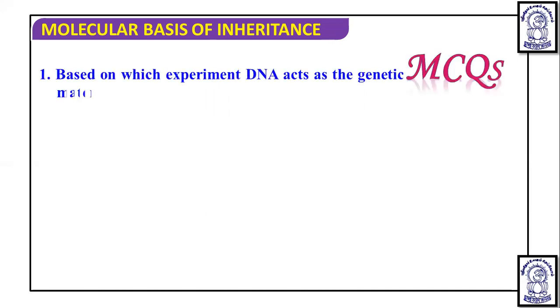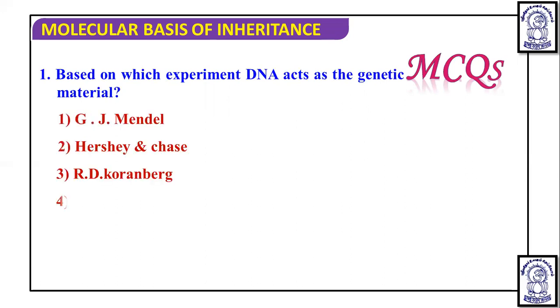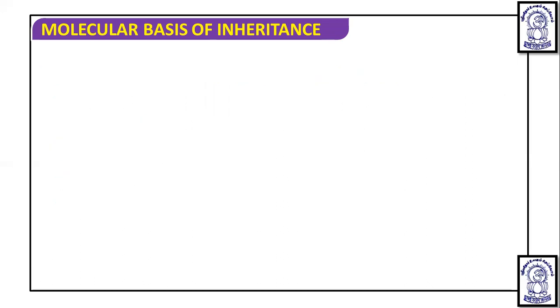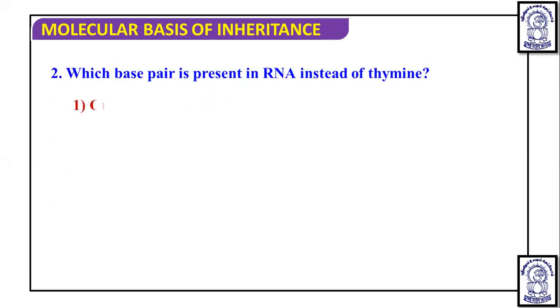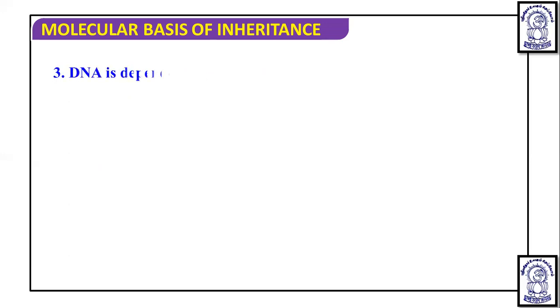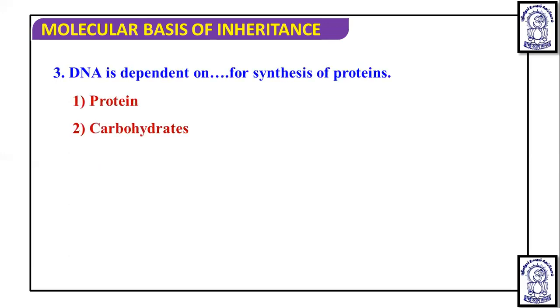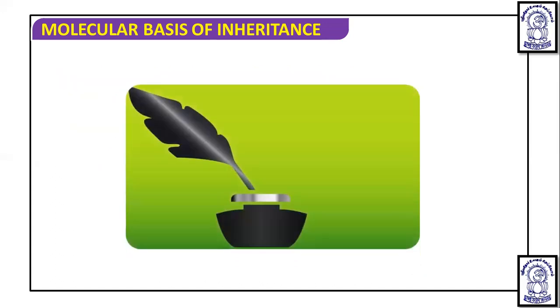Based on which experiment does DNA act as genetic material? The Hershey and Chase experiment gave unequivocal proof that DNA is the genetic material. Which base is present in RNA instead of thymine? Instead of thymine in RNA, you will see the presence of uracil. DNA is dependent on blank for synthesis of protein. DNA is dependent on RNA for the synthesis of protein.